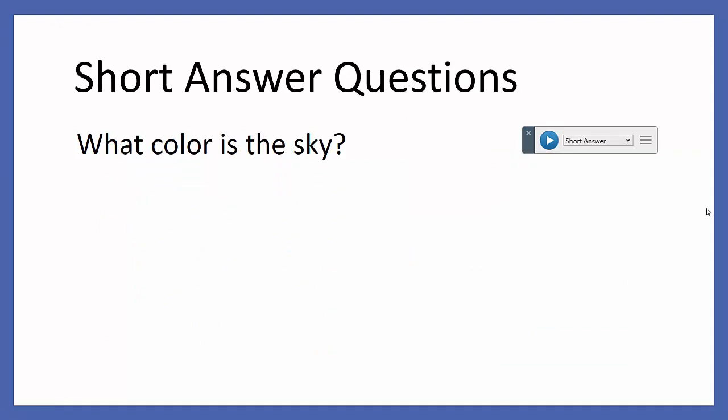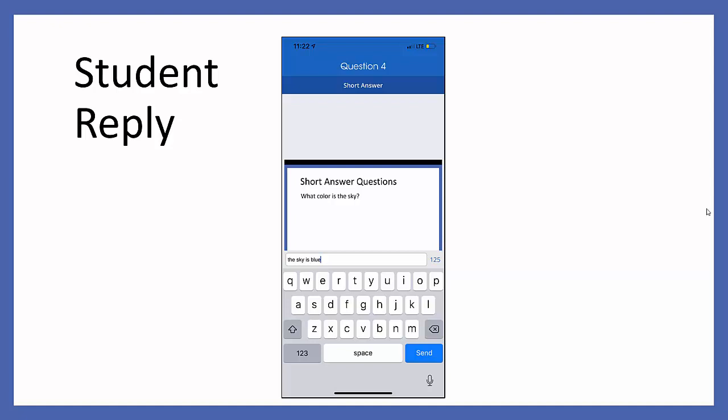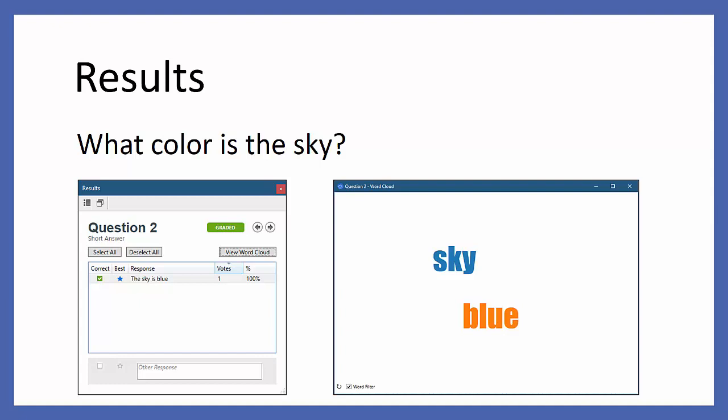Next up is a short answer question. So as a simple one here, what is the color of the sky? The students get the picture of your question on their end, and then they type in their response. Once they submit their responses, it shows all the different responses that were given, and you can check off which ones were correct. If multiple people type the exact same answer, it shows here under votes how many answered that same thing. And there's even a view word cloud button that will generate a word cloud of all the answers that allow you to discuss as a class in a more visual way.